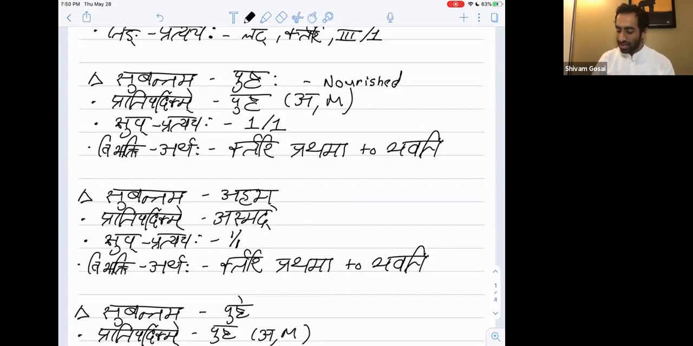And this is also kartari pratama to bhavati. So just like our 6-case example, this is a similar type. So it says, aham pushtaha bhavati. I, aham, bhavati, am pushtaha, nourished. I am nourished. So that's what we have so far.